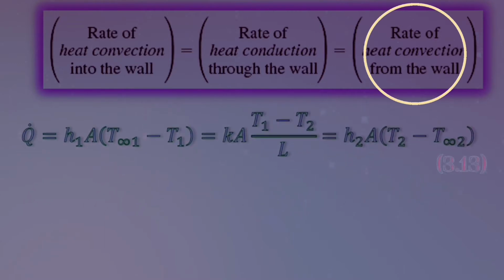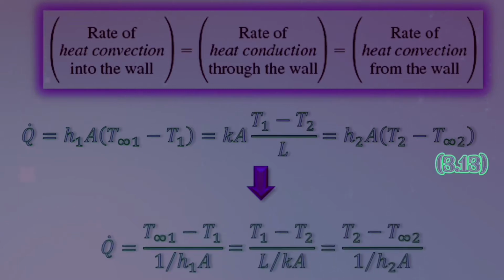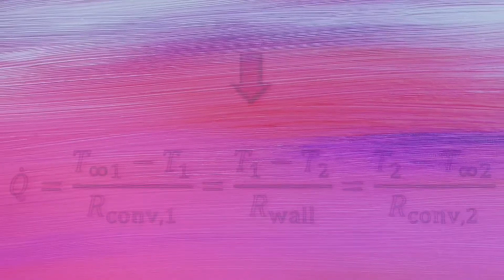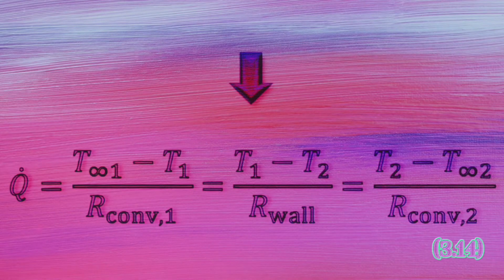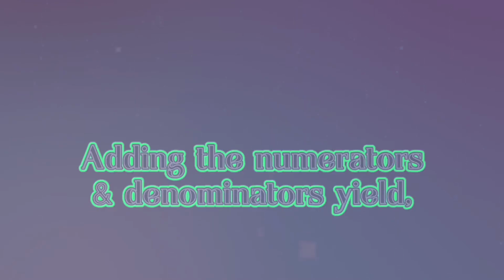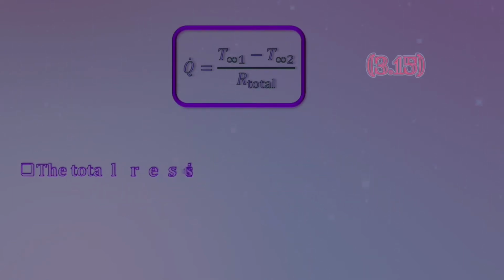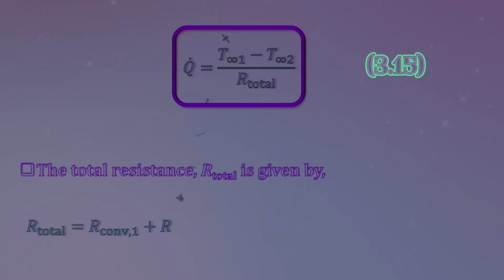In a symbolic form, it can be expressed as in equation 313. By rearranging equation 313, we can simplify the expression as demonstrated. This simplified equation can be expressed in terms of thermal resistance as illustrated in equation 314. By adding the numerators and denominators of equation 314 yields equation 315. R subscript total is the total thermal resistance between two locations with the different locations' temperatures.